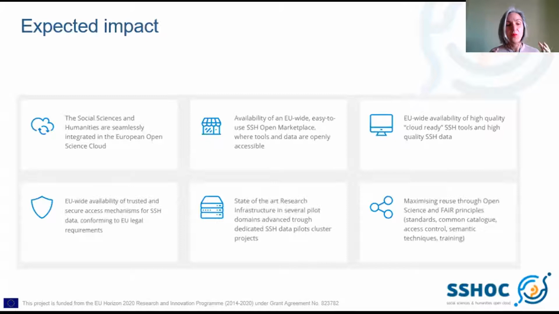Within SSHOC, we aim to generate a range of impact, first implementing social sciences and humanities within EOSC. But then we're also developing a social sciences and humanities open marketplace that we'll tell you a little bit more about in a minute. We will make available high quality cloud ready tools and high quality social sciences and humanities data that data users may access and use. We will offer secure access mechanisms for SSH data that conforms with EU legal requirements. We will ensure that SSH have state-of-the-art research infrastructures. And finally, we aim to maximize data reuse through the promotion of open science and FAIR principles.